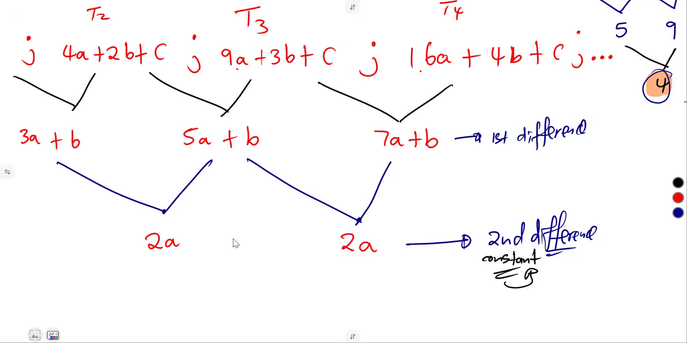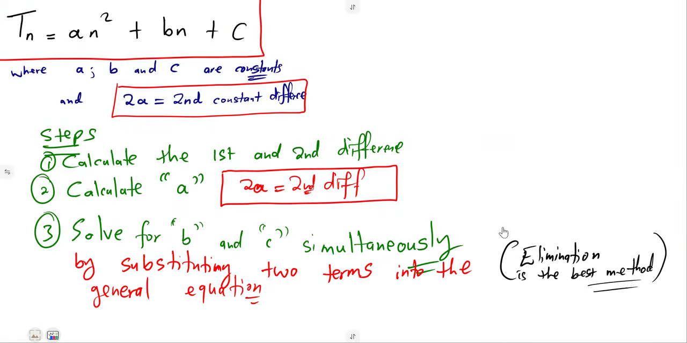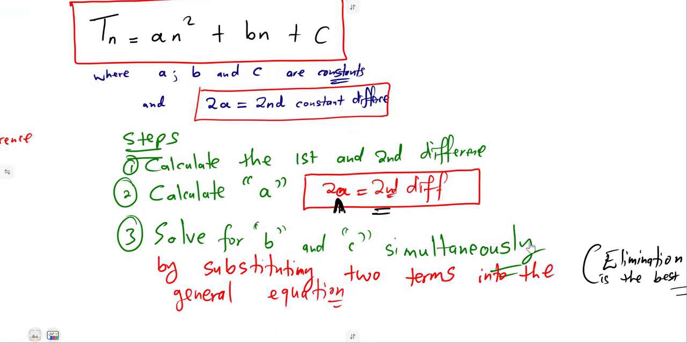So this is where we are saying the 2a is equal to the second constant difference. Otherwise, guys, that is what we are talking about here. You might be wondering, where is this 2a equal to the second difference from those steps that I was mentioning before? Okay, so this is our second constant difference, equivalent to 2a, where it was actually taken from.